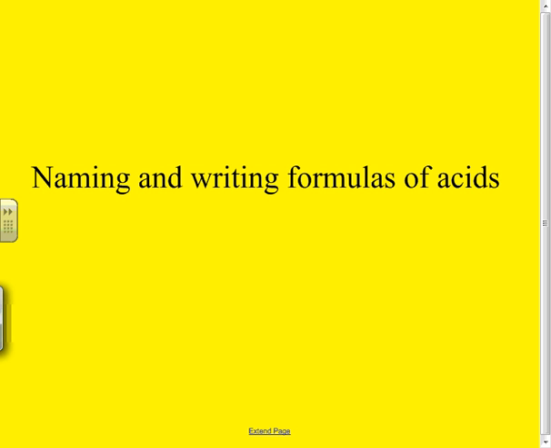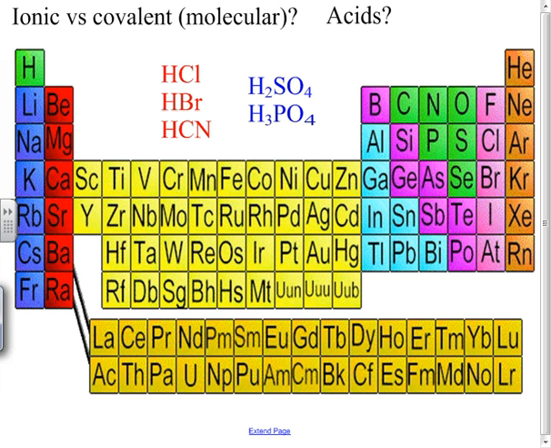Naming and writing formulas of acids. First off, what are acids? We learned about ionic compounds. They are formed of a metal and a nonmetal. Covalent compounds are formed of all nonmetals.